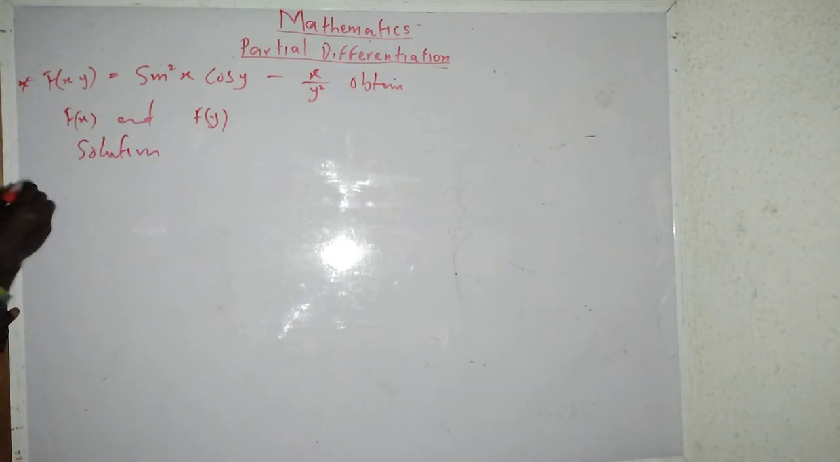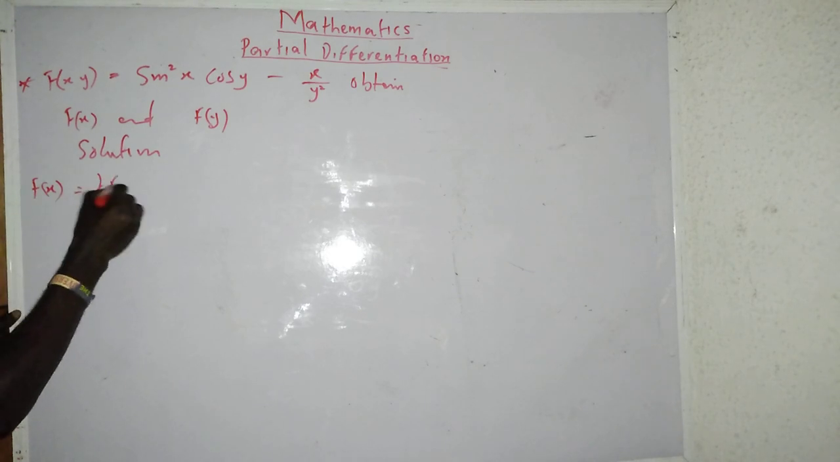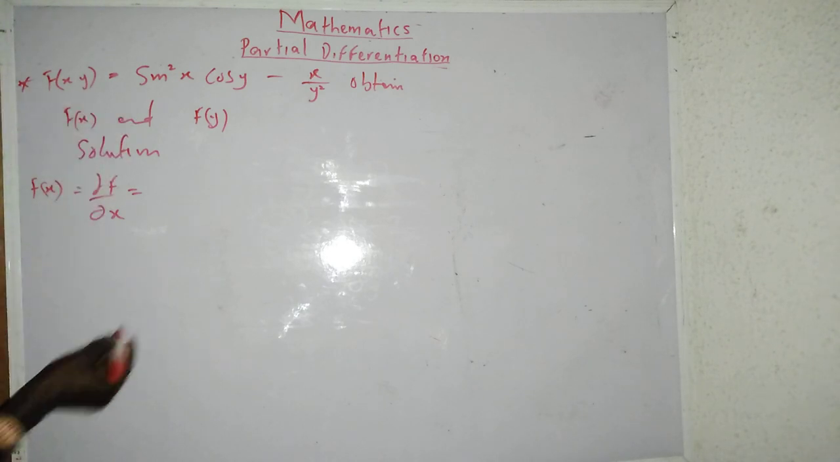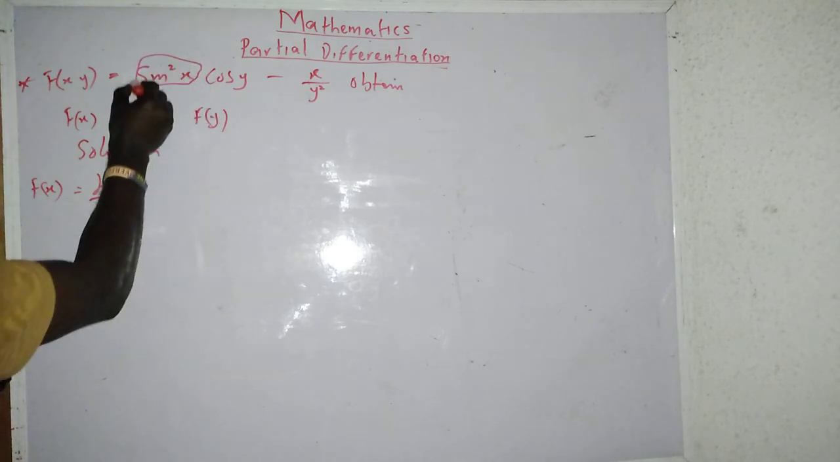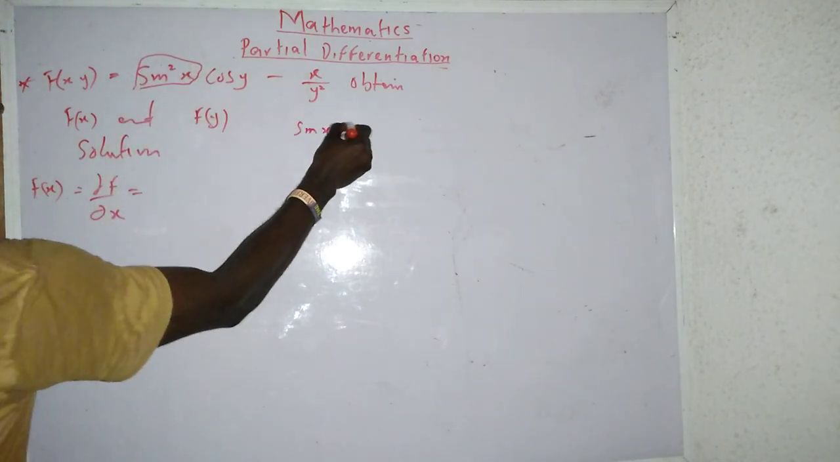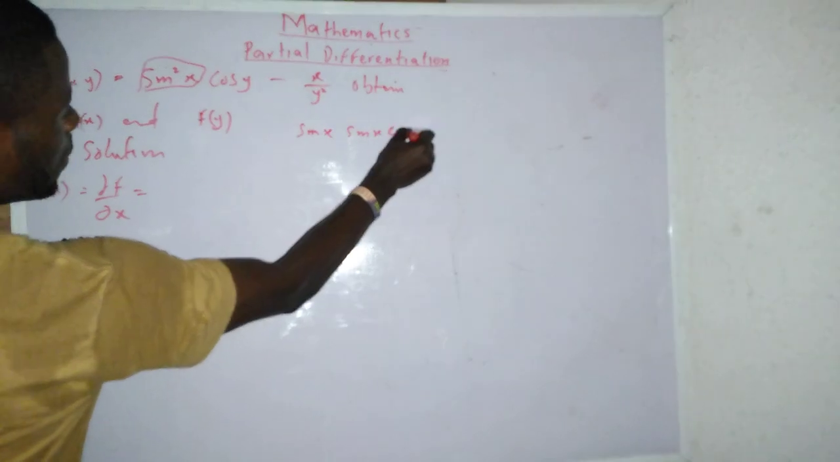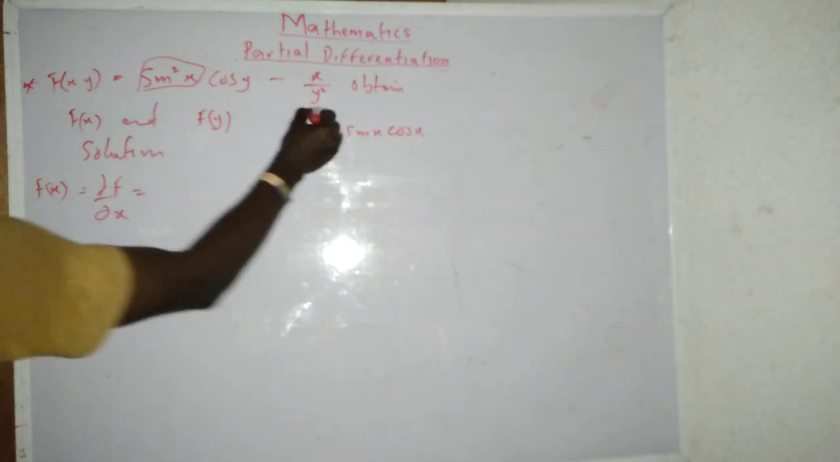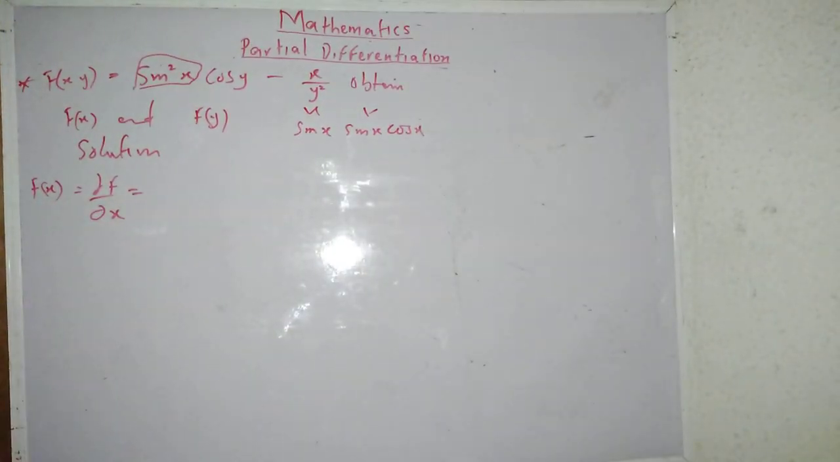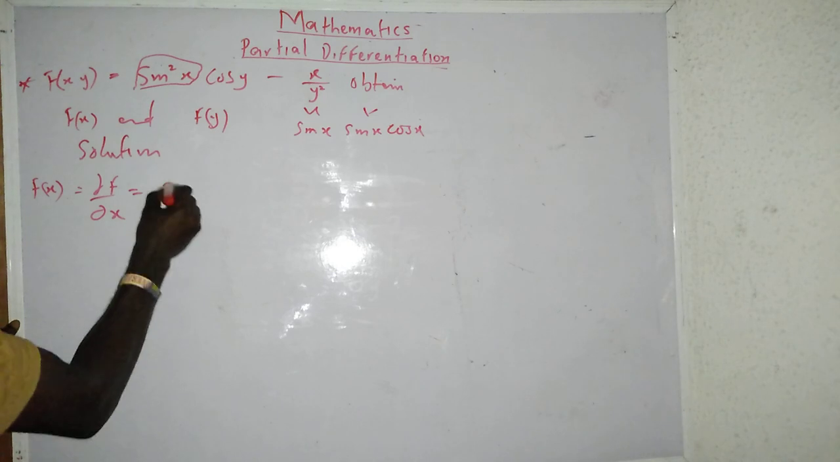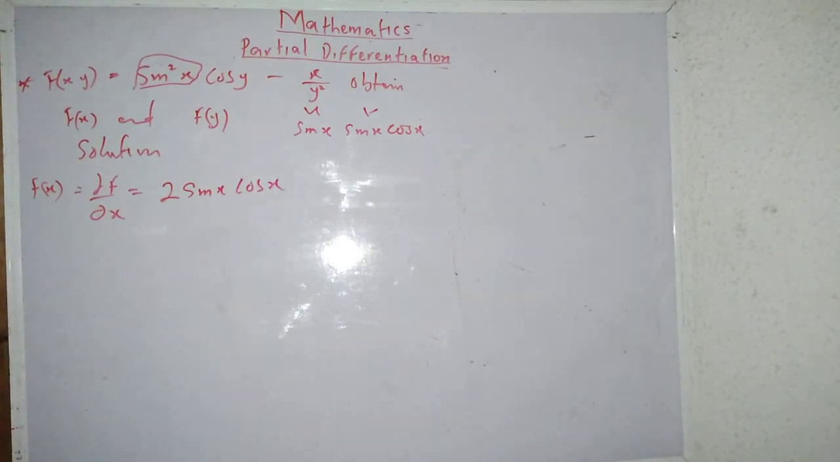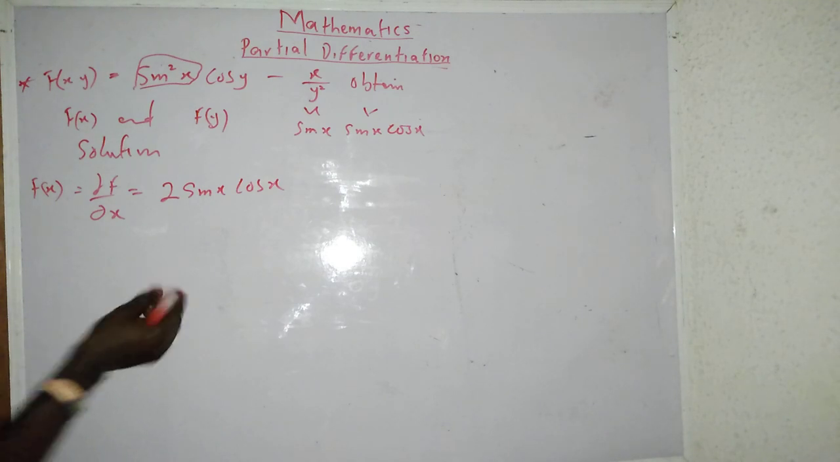Now, I will have my f of x, which is also known as the partial of f with respect to x. On this x, if I want to differentiate this particular sine squared, I can turn it into sine and cos. It means it will become a product rule. Now, this one will be u, this one will be v. If I differentiate them, I will have 2 sine x cos x. You can try that on product. Now, cos what?